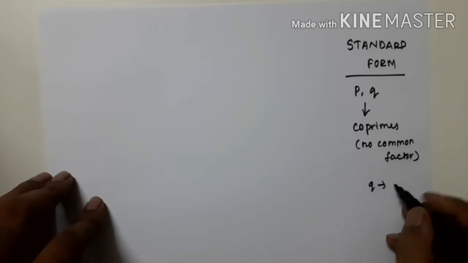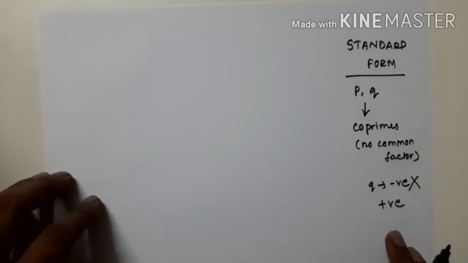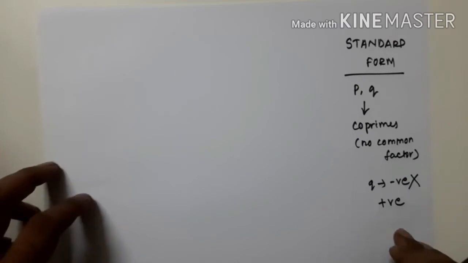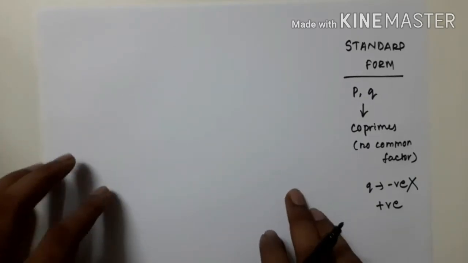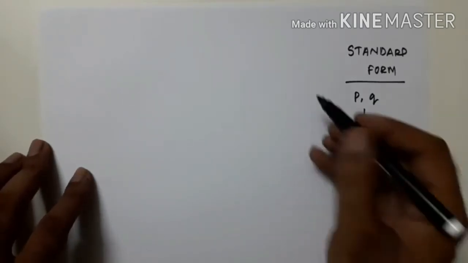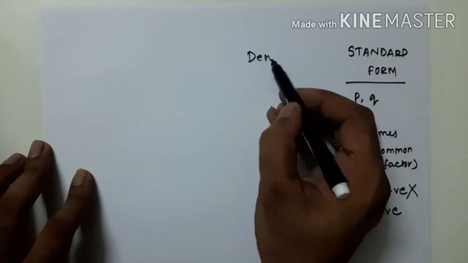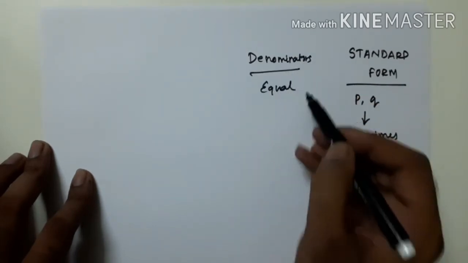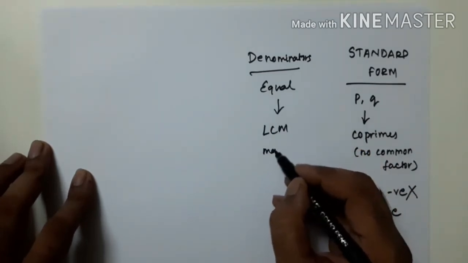Another thing, Q, the denominator, should not be negative. We should have a positive denominator. So you have to take care of this before comparing two rational numbers. After this, we have to see whether the denominators are equal or not. If the denominators are not equal, we have to make them equal. How to make them equal? Just by taking the LCM. If they are not equal, you have to take the LCM and make them equal.